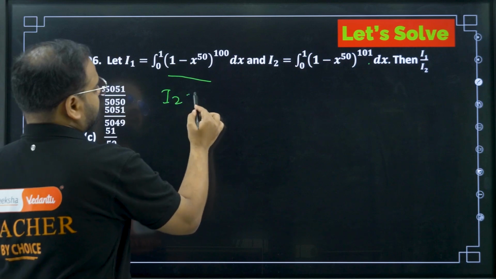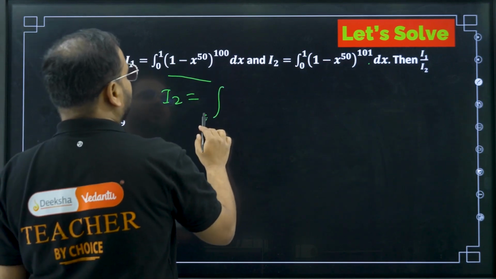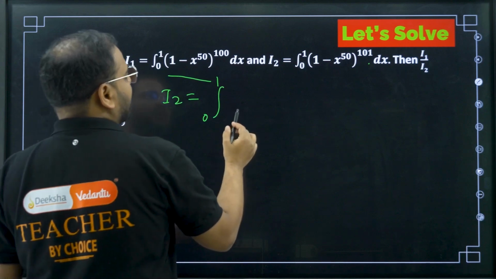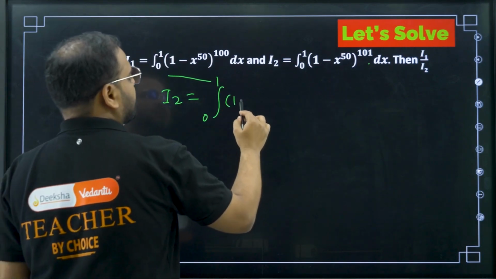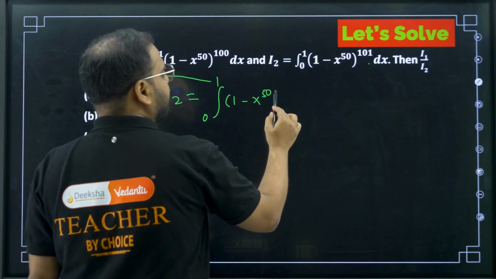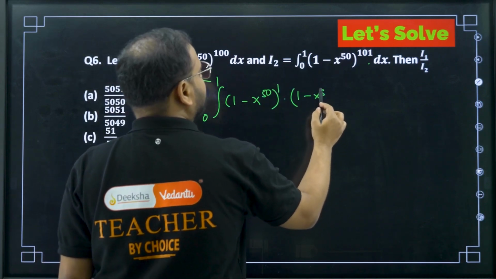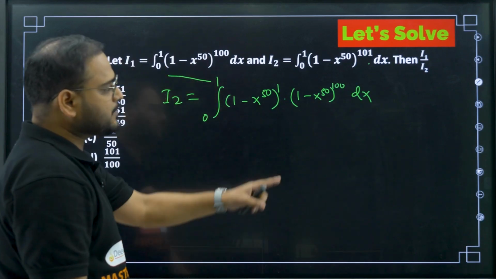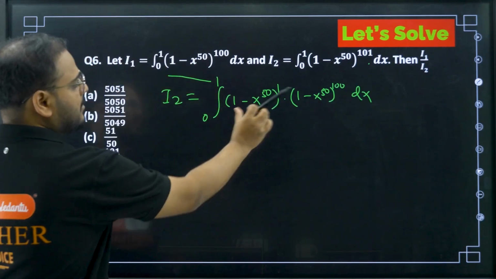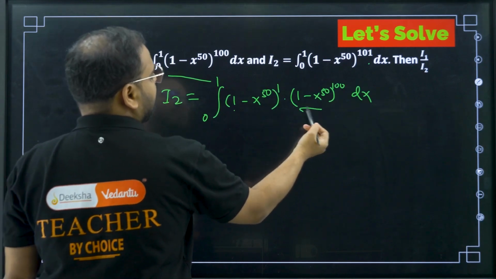So integration 2, if I'm using, this is a definite integral, so 0 to 1, the limits will be like this. Power 101 is there, no? So I split this power: x power 50 times 1 minus x power 50 to the power 100. Yes or no? Why, sir? Because power 101 is there, I can write the same base, split like this.